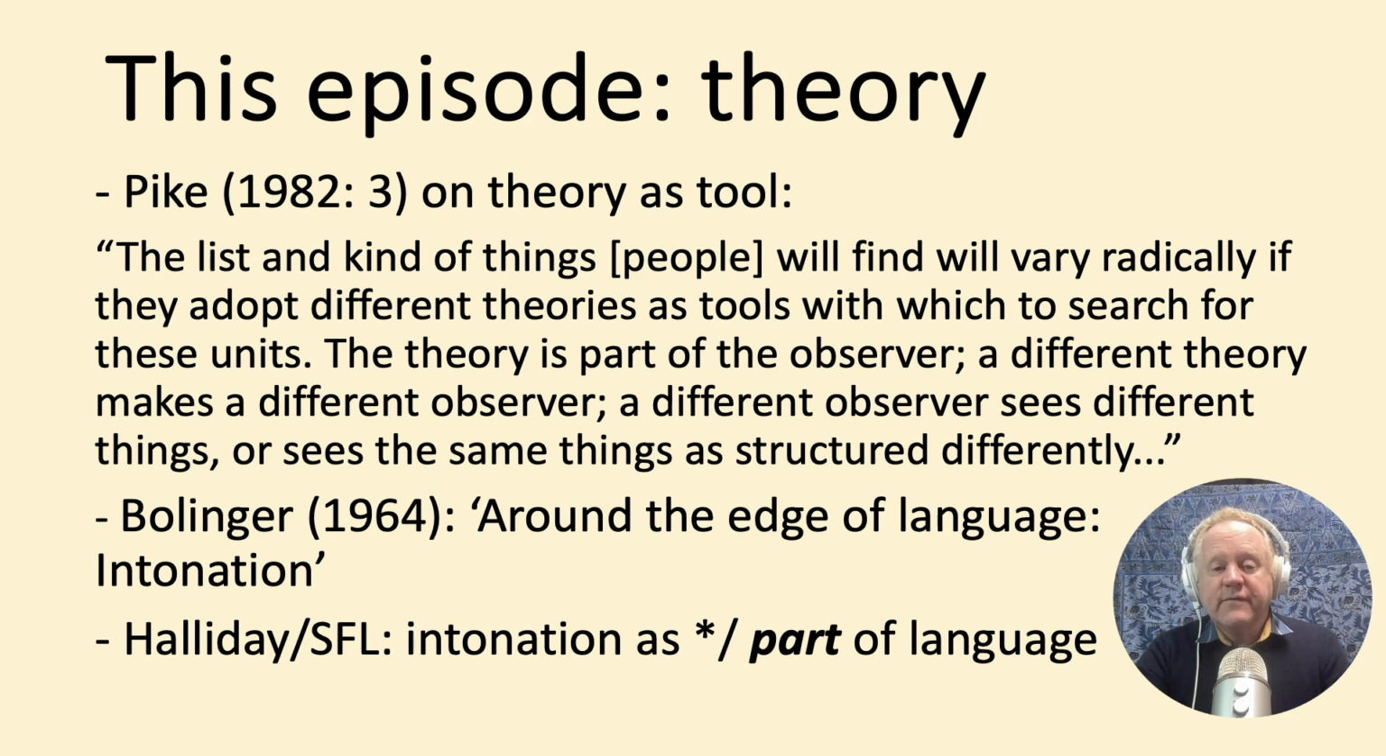When you consider that a very influential paper in the 1960s by Dwight Bollinger was titled Around the Edge of Language, Intonation, you will see what Pike meant when he wrote that one's theoretical approach can determine both what you see and the way in which you see it.